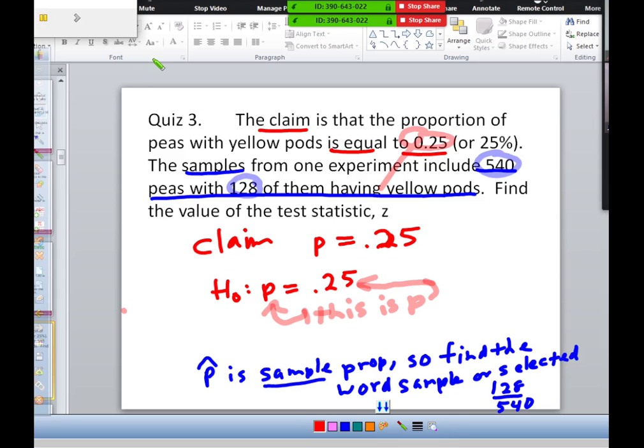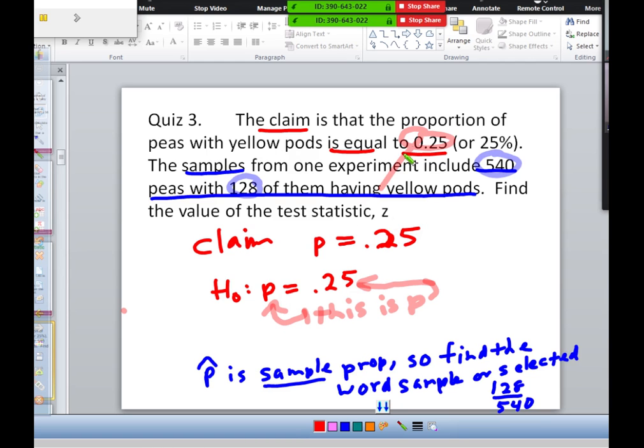How do you know something is P or P hat? That's a really good question, and people get confused about that all the time. The bottom line is, you go to your claim. Find the claim. When you find your claim, you find your H naught. Whatever that number is in your claim, that's your P.